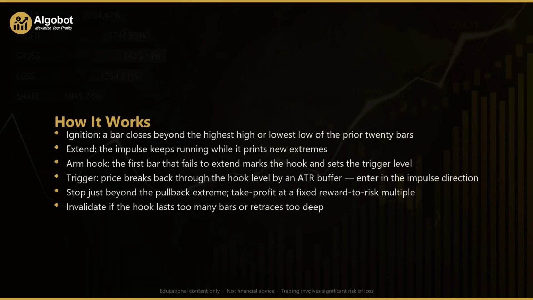Finally, step 5 is invalidation. A hook is by definition a minor correction. If the pullback drags on beyond max hook bars or retraces deeper than MaxPullbackAtr times the ATR, the impulse is considered failed, the setup is discarded, and the machine waits for the next ignition. A brand new opposite breakout also flips the whole machine around.